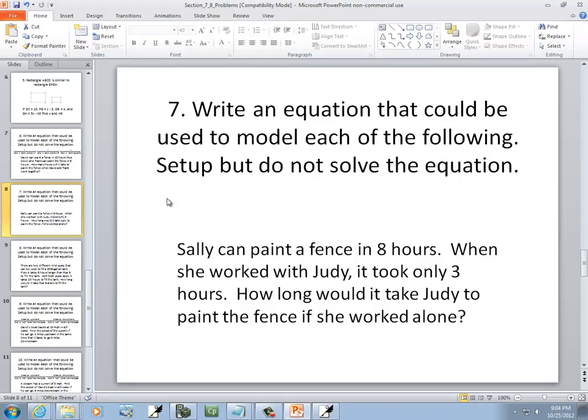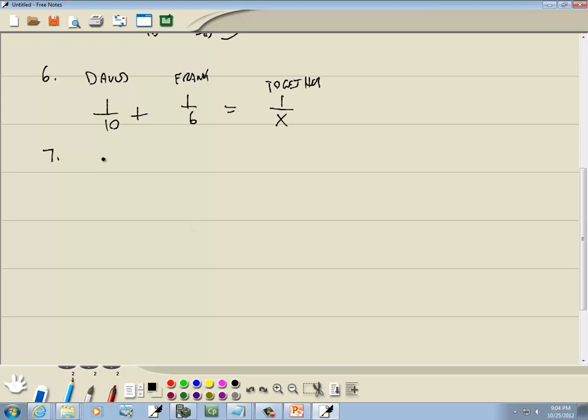Number 8, or 7, sorry. Write an equation that can be used to model each of the following. Set up but do not solve the equation. Sally can paint a fence in 8 hours. When she worked with Judy, it took only 3 hours. How long would it take Judy to paint the fence if she worked alone? So we got Sally, we got Judy, and we got together.